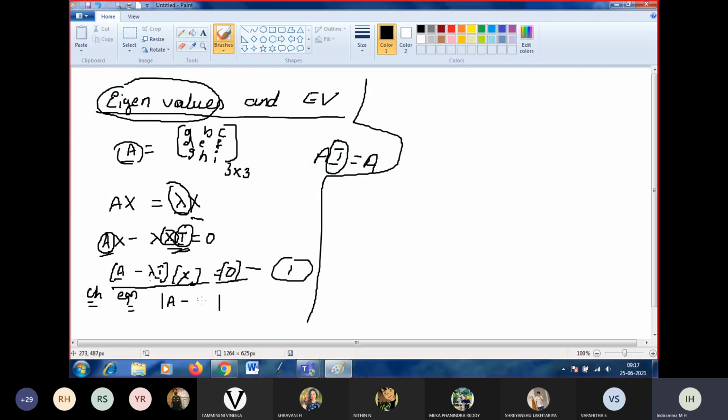Determinant of A minus lambda I is equal to 0, right? Is it correct? Did you remember? Did you record it?